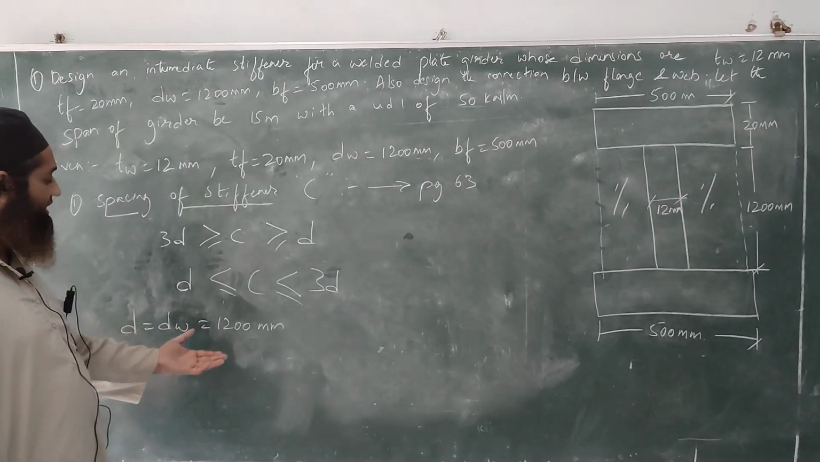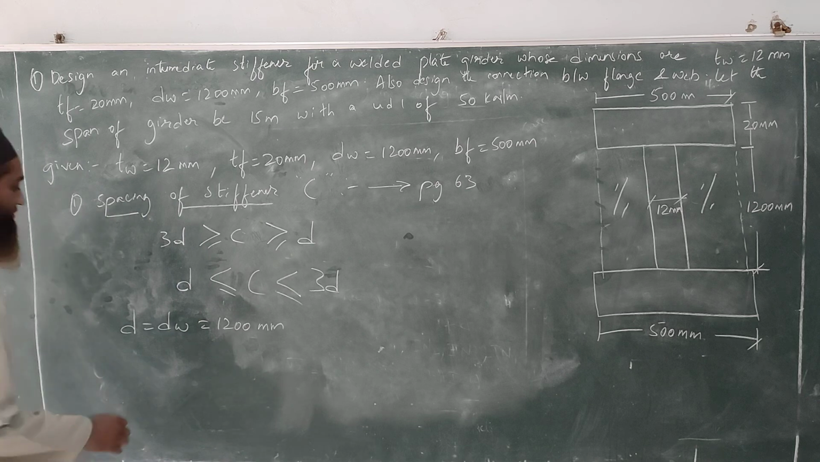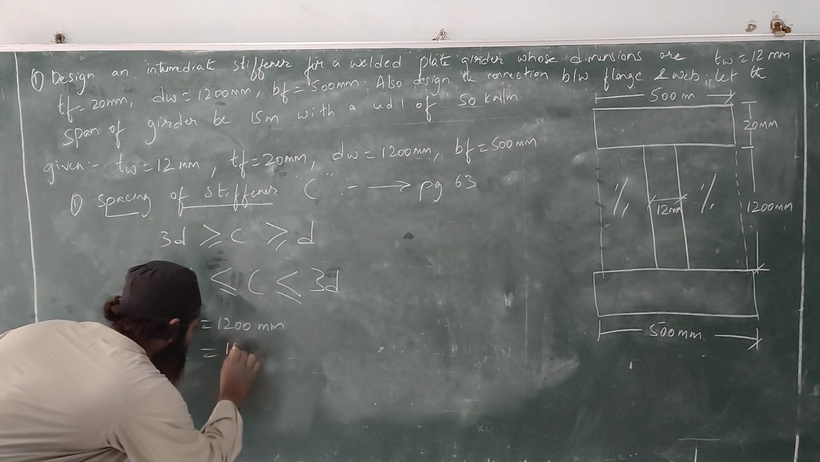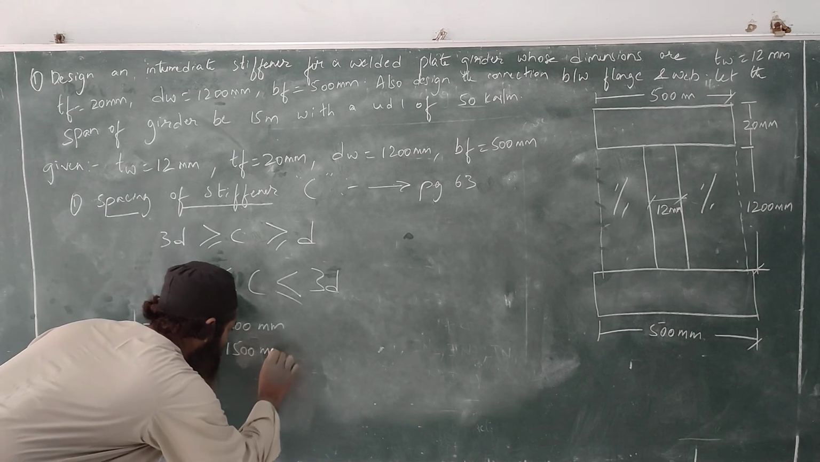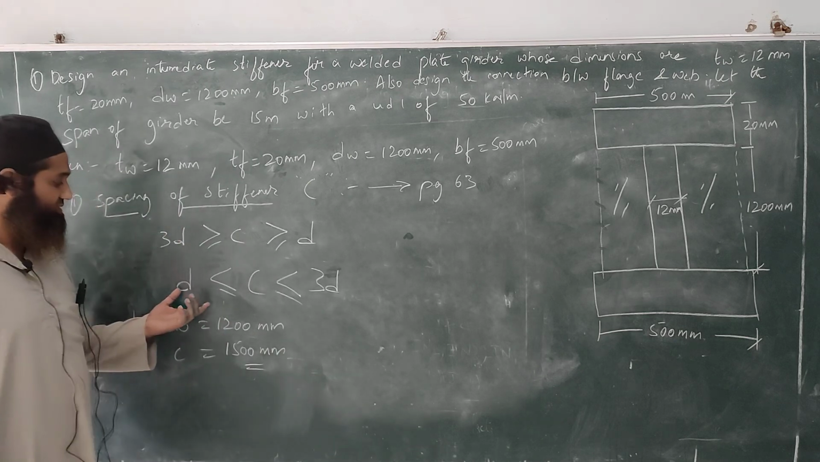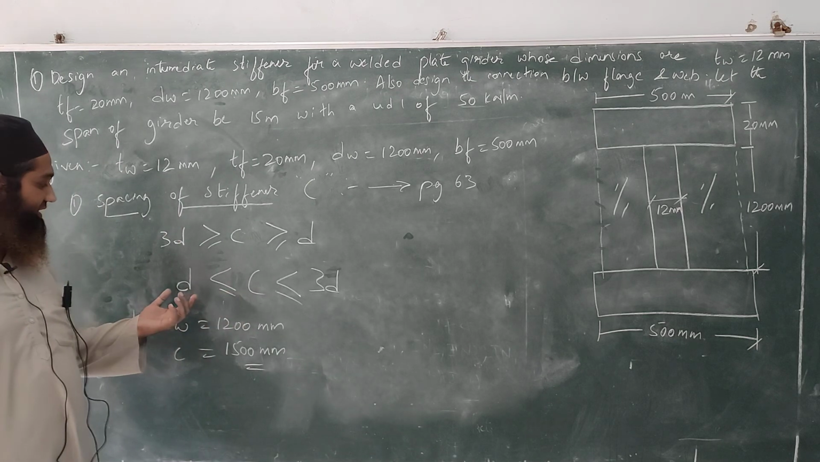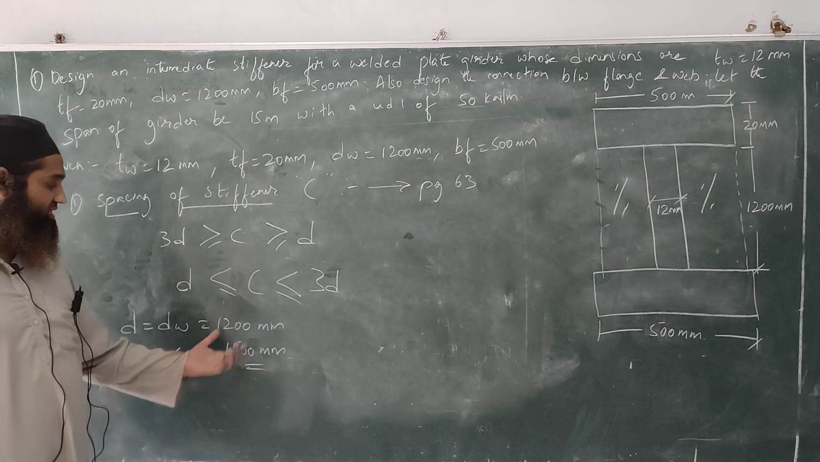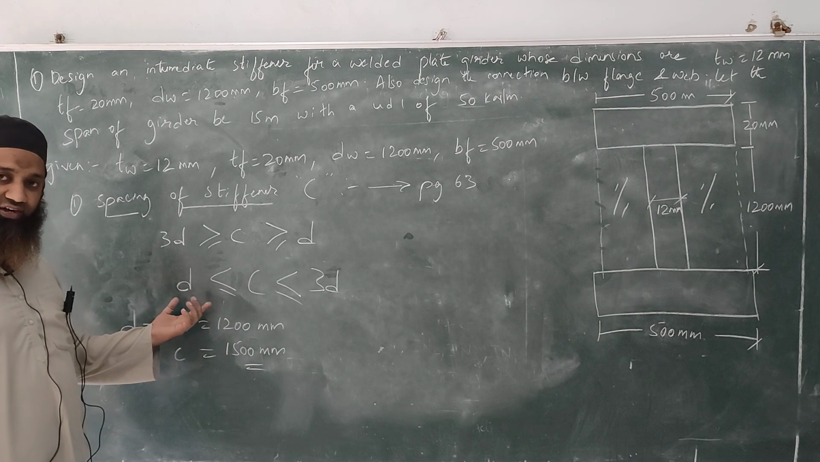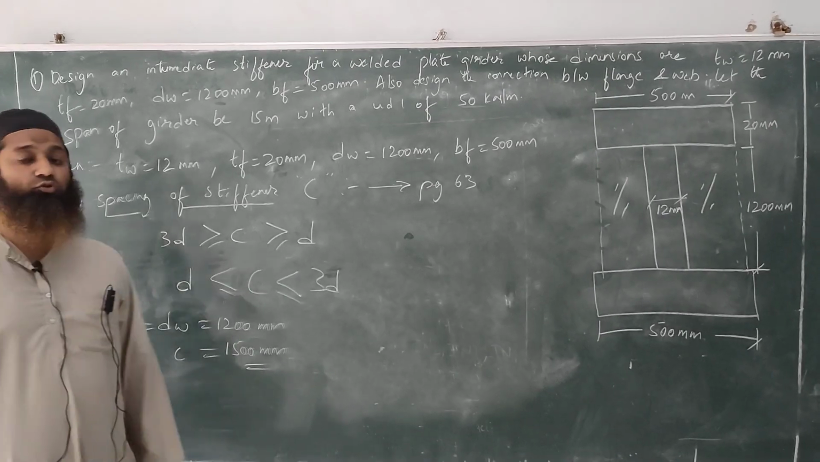So here I'll just increase the value of C. I'll take it as 1500 mm. So this is satisfying. C is greater than D. D is 1200, C is 1500. So this is satisfied.